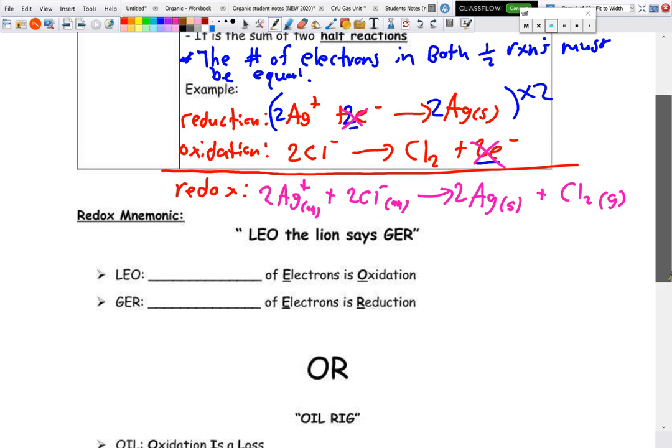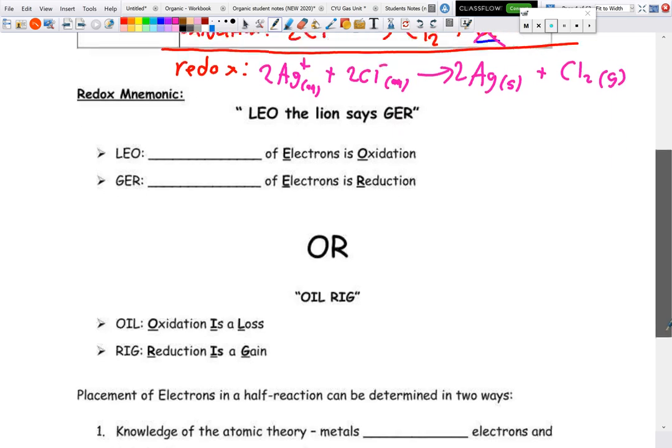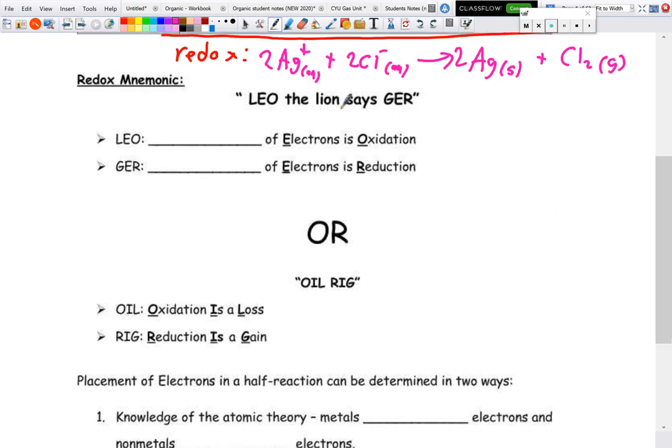Now, the best way to remember what is oxidation and what is reduction is there are 2 different sayings that you can look at. One of them is Leo the lion says ger. Every letter in LEO stands for something, and same thing with GER. For LEO, the L stands for loss, so loss of electrons is oxidation. And for GER, a gain of electrons is reduction.